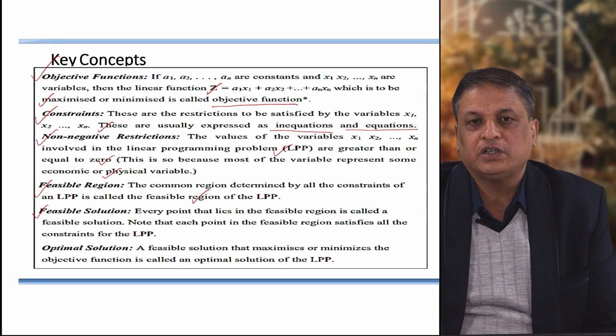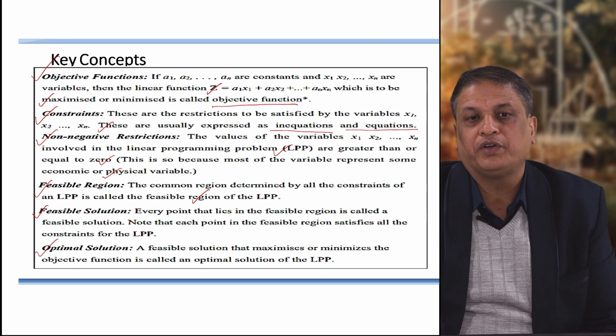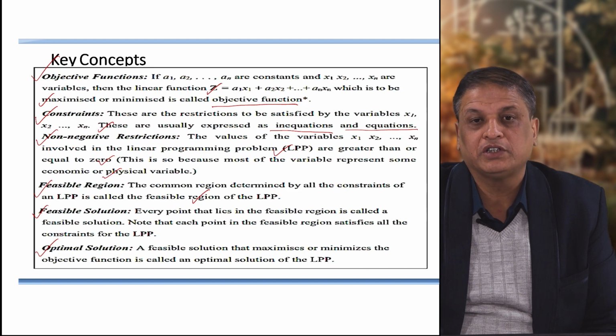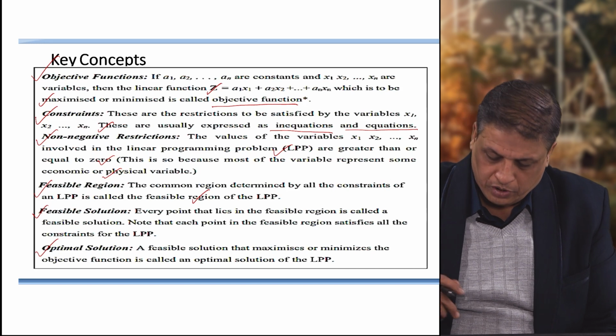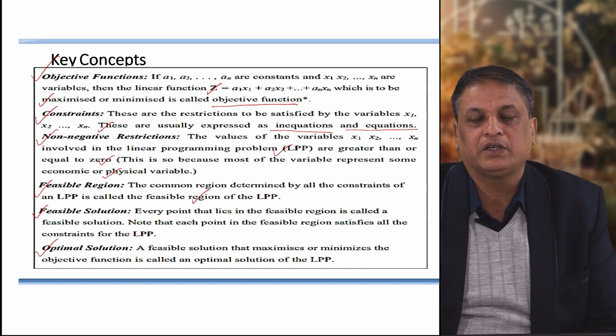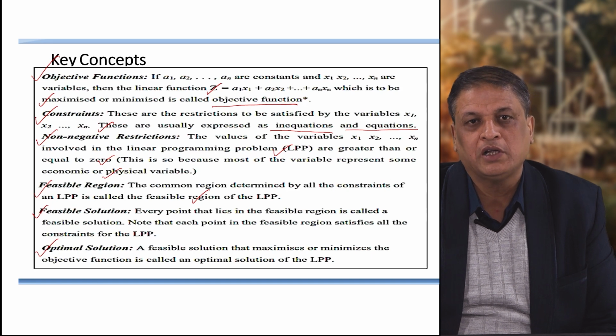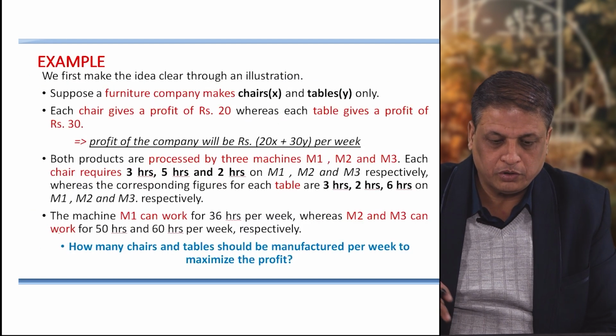The feasible solution is every point that lies in the feasible region. Among the feasible solutions, we need to find the optimal solution, which is a feasible solution that maximizes or minimizes the objective function. So, this was all about the formal definitions of the different concepts like objective function, constraint, non-negative restriction, feasible region, feasible solution, and optimal solution.